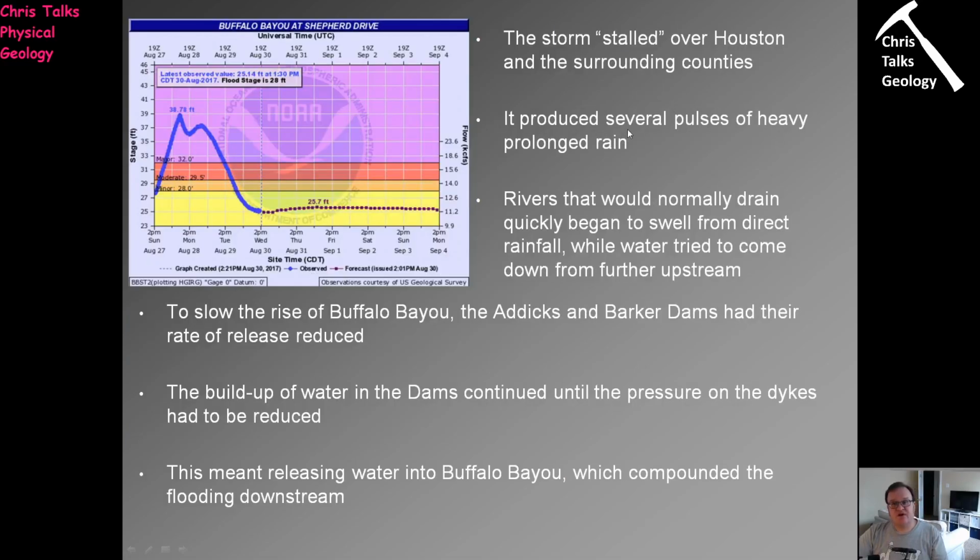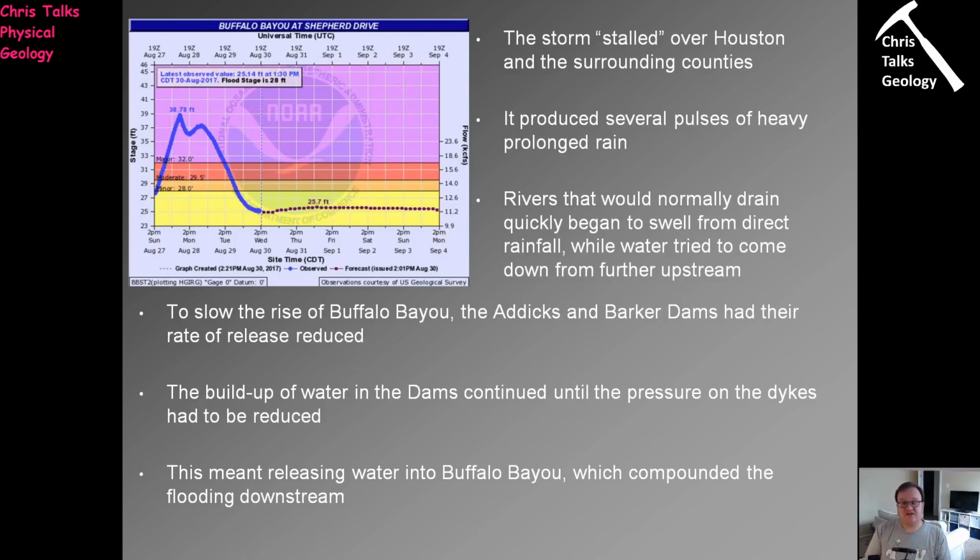So what happens is we find that Harvey kind of stalls over the Houston area, and it takes a very, very long time to make it over Houston. Instead of being over in the space of hours, it takes a few days to actually make it fully over the Houston area. Now, rivers that would drain quite normally began to swell because there was so much rainfall going into them. The other problem was the rainfall was so prolonged that the soil became saturated. So you couldn't infiltrate any more water into the soil. So what does the water do in that situation? It just moves across the surface because it can't go into the ground.